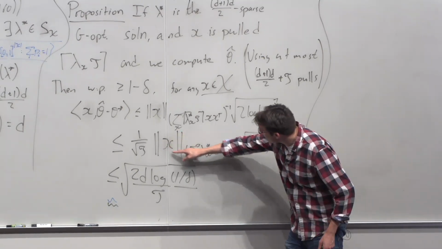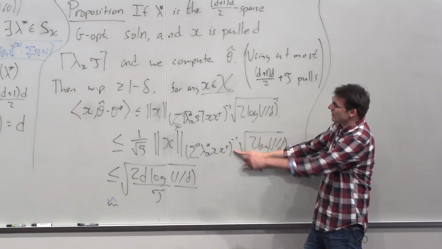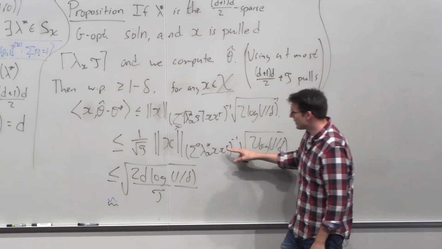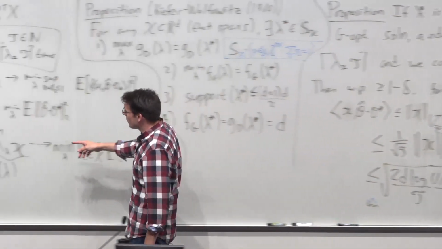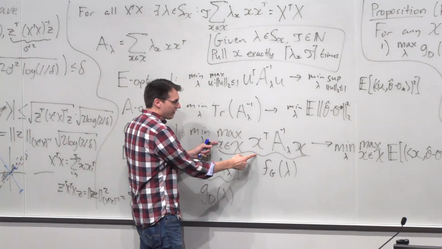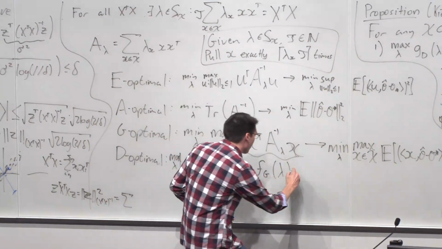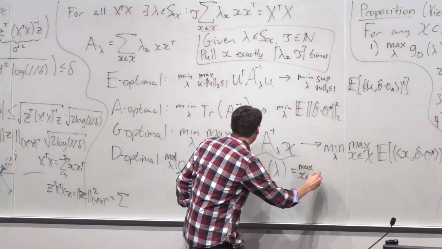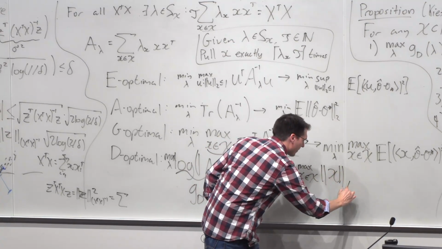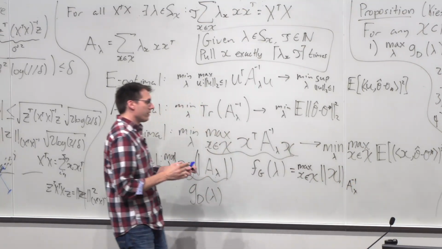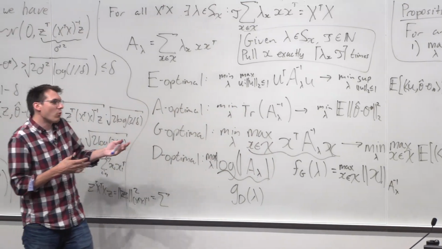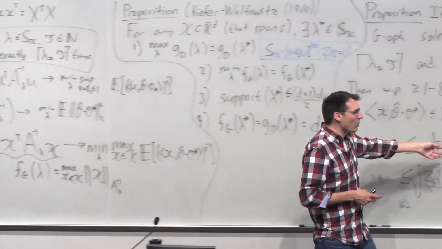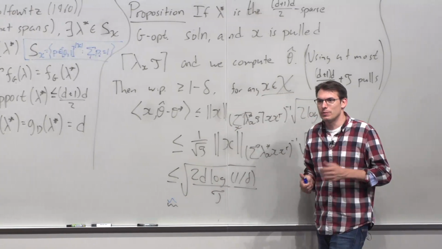Because I'm saying that this value, by the statement of Kiefer-Wolfowitz, is less than or equal to square root of d. Because what G-optimal is doing is it's minimizing this. And this can be written as max x in X of x transpose A lambda inverse x. And so if that's the worst case one, and I'm saying that this is less than d, well, this x is just one of them. And so it's not going to be that bad.